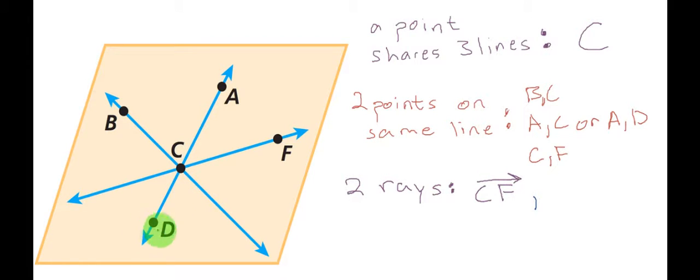Sure, and could I use the reverse there as well? Could I start at point D and have a ray that passes through point C? Absolutely. So this time, let's just say starting at C, passing through D. Cool, so there are 2 rays that are represented in this figure.